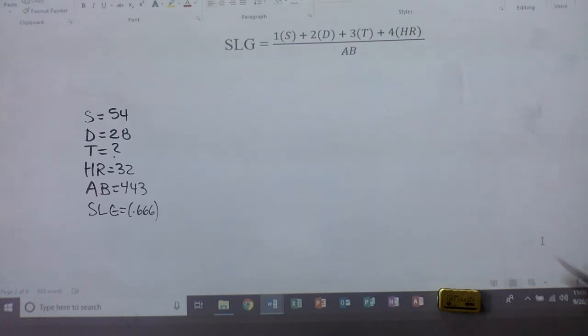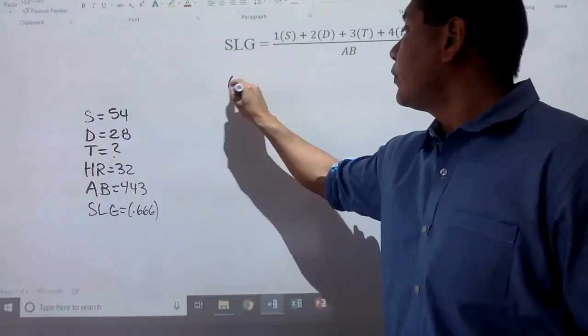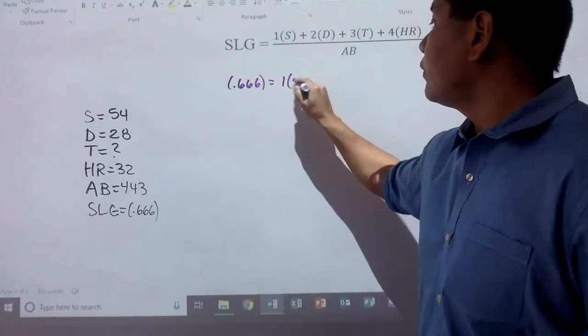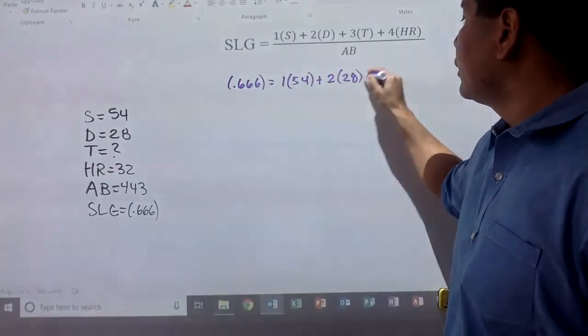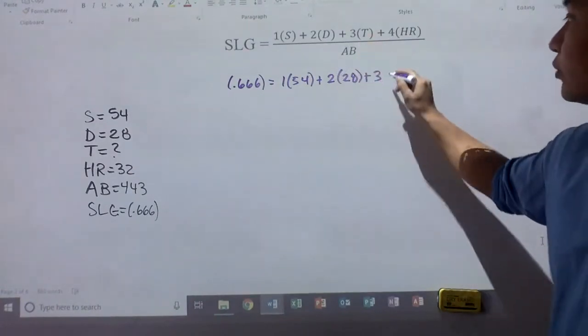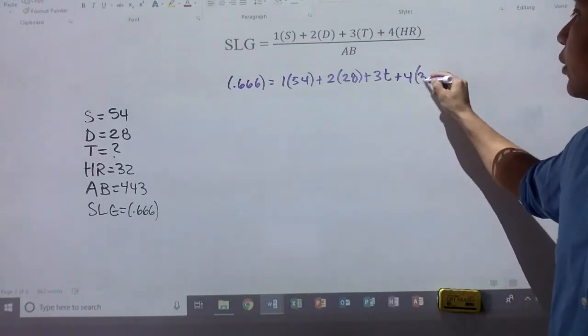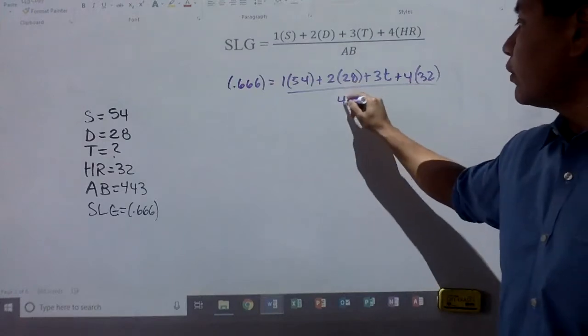So slugging average, this time I know what it is, so I'm going to put it there: .666 equals 54, 2 times 28, 3 times T, because I don't know what the triples are, so I'm going to leave the T. It's just a variable. Plus 4 times 32 for the home runs. All over 443.